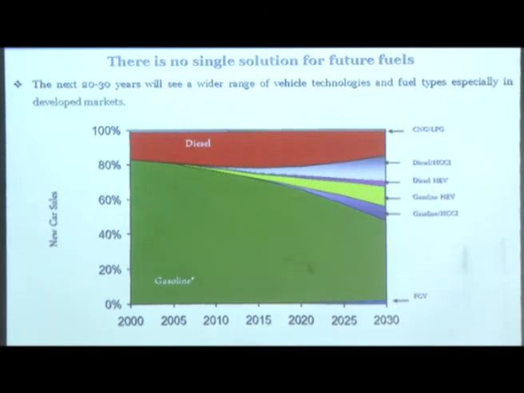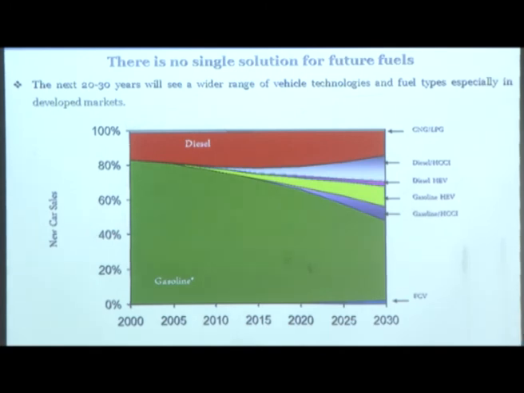So it will be more switching between compression ignition and HCCI. Okay, so these cars will capture some market. Diesel hybrid electric vehicle: diesel and motor. Diesel engine on board along with a motor. So there will be some market for that.